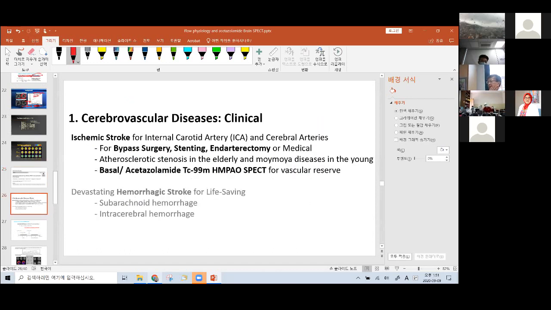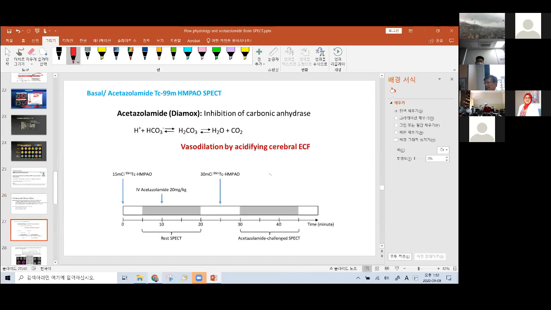Ischemic stroke for internal carotid artery and cerebral arteries. They need to decide whether they are going to do bypass surgery, stenting, endarterectomy, or medical observation. And atherosclerotic, as I just told you, I'm not going to repeat this. Basal and acetazolamide HMPAO SPECT had been used for evaluation of the vascular reserve, and it was successful. And just the same image here.